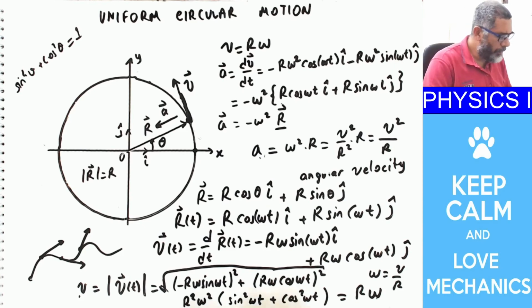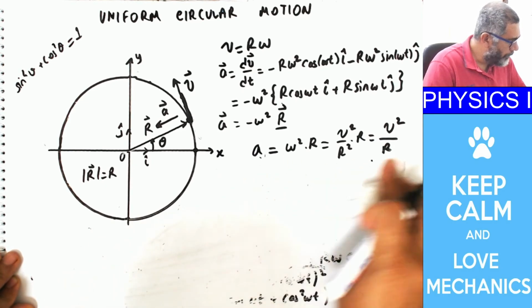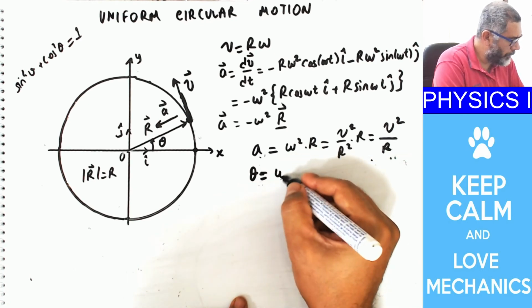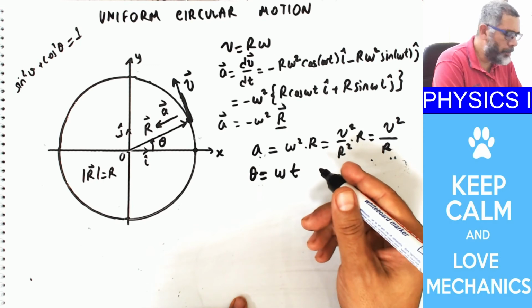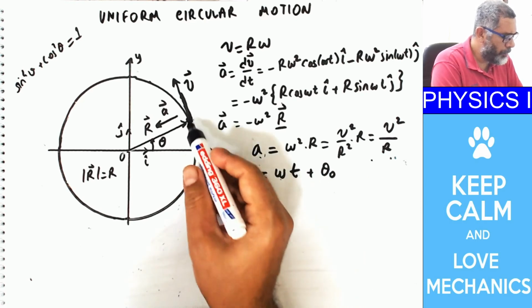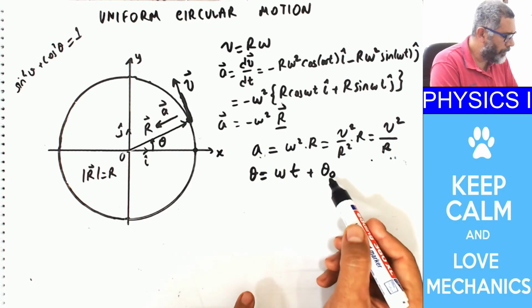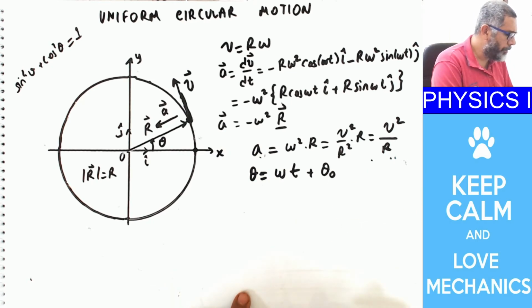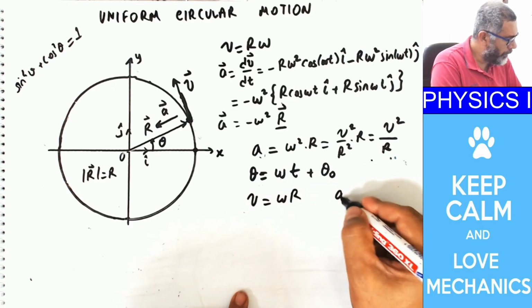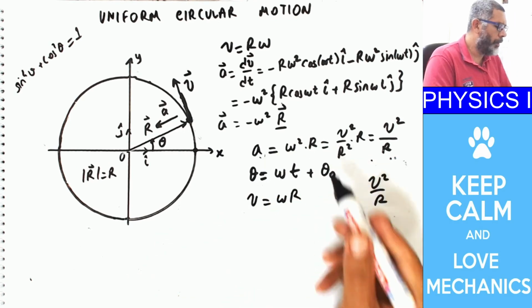Okay, so far let's summarize all the results we got over here. That theta is just omega times t, but to be most general, we should add this initial angle, theta 0, because the object may start with a non-zero angle at any point. Then v is just omega times r, and a is v squared over r, or you may put a is equal to omega squared times r.